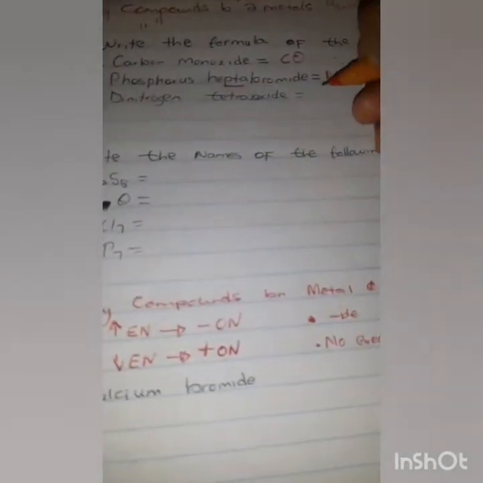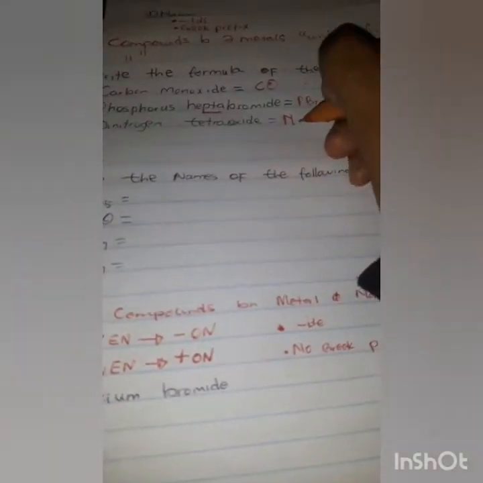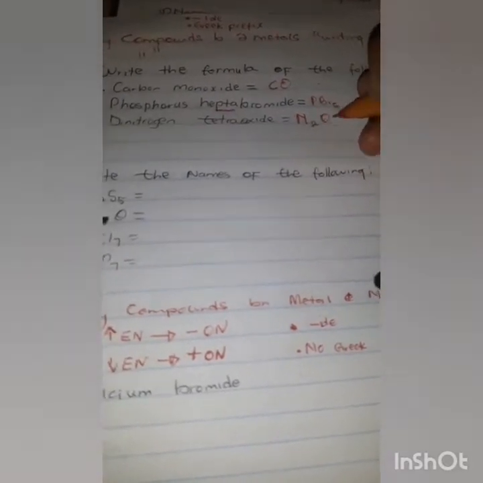And then this one is dinitrogen tetraoxide, right? So this one is going to be N2, since well it's di, right? And then tetra means 4, so it's going to be N2O4.